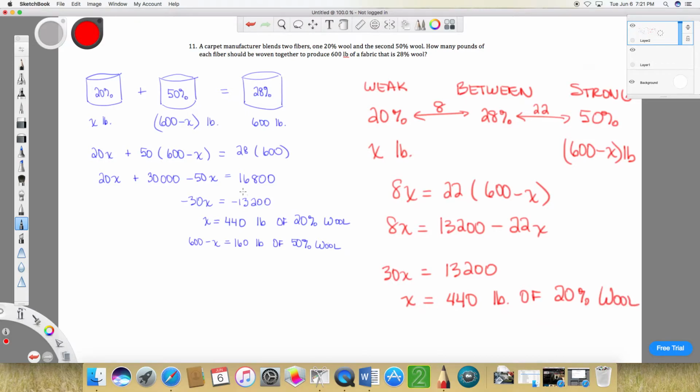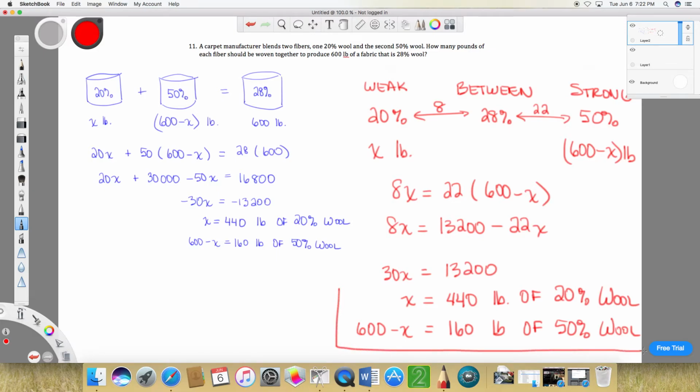And we want the other ingredient, which was 600 minus x, and that turned out to be 160 pounds of the 50% wool fiber. And that's the same answer that we got with the bucket method, which is a good thing, right? We don't want our two methods to contradict each other.